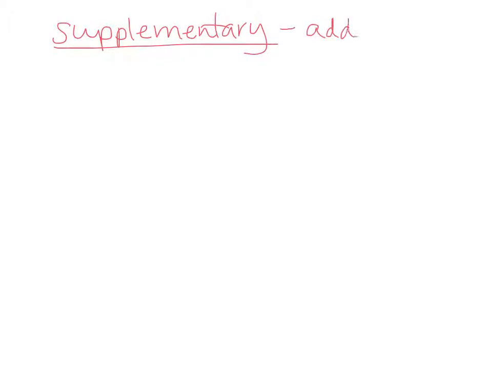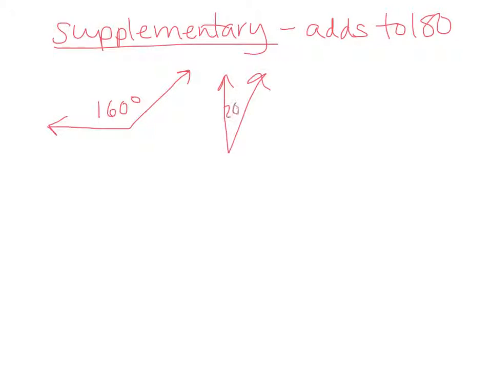Then we have supplementary angles. This is probably the most important word in this video, supplementary. It's kind of like complementary, except it means it adds to 180. Okay, so supplementary, two angles that add up to 180. So we could say this is 160 degrees, and then we have some other angle that's 20. Those two angles are supplementary.